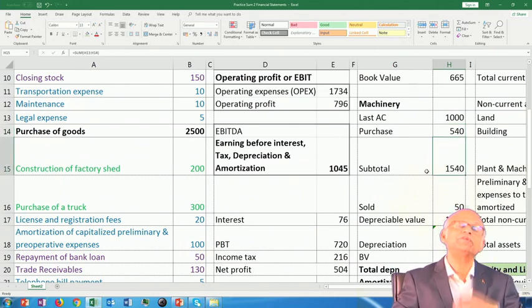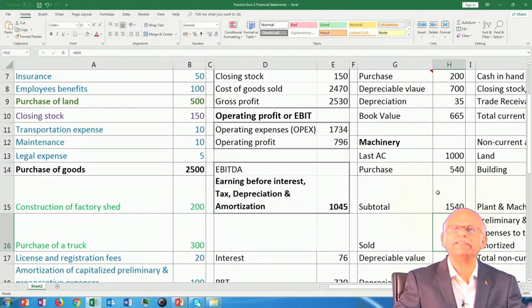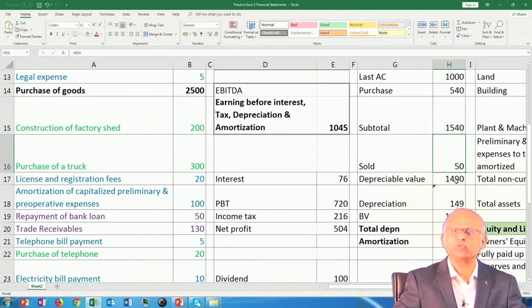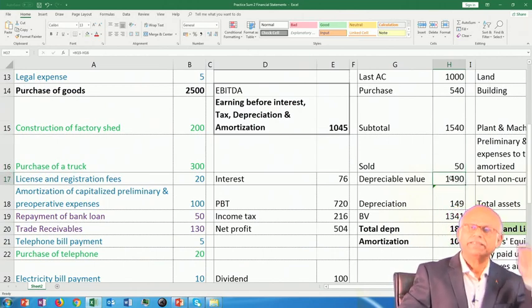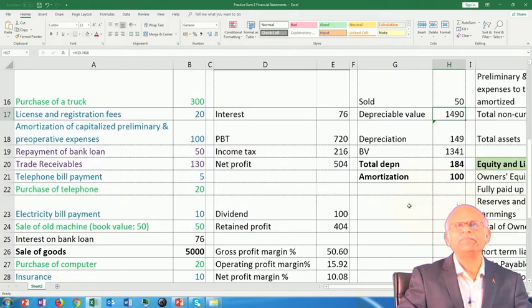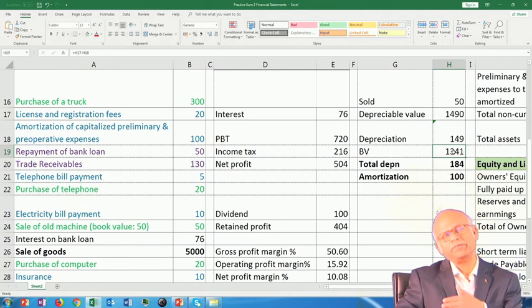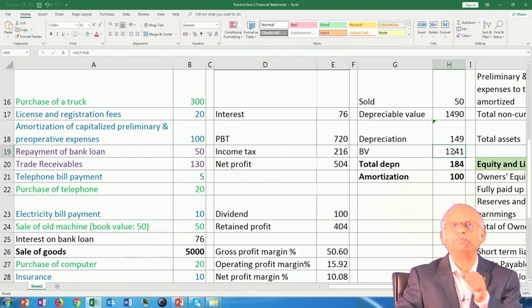Now, you have to see whether you have sold any machine. Incidentally, there is a sale of machine for 50. So, you have to deduct that. If you deduct that, you get a total depreciable asset, equipment, of 1490, that you depreciate at the rate of 10%, you get 149 as depreciation. Then book value becomes 1341, meaning this total depreciable asset minus depreciation. This is the book value for the year 2018, meaning as on 31st March 2018, this is the book value for equipment.